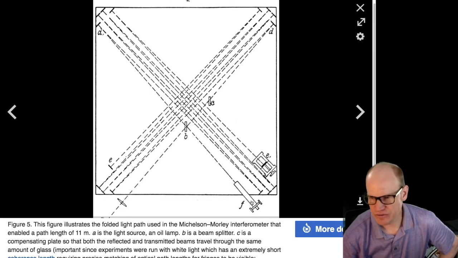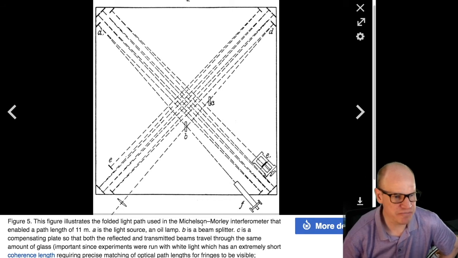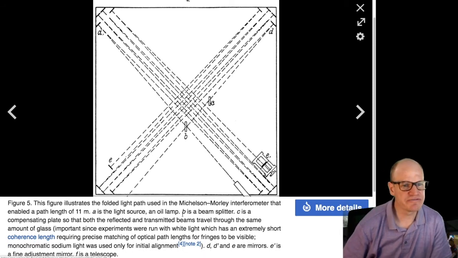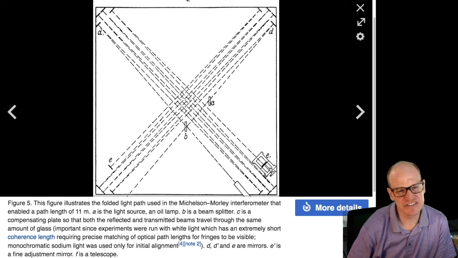To their detector right here. So F must be the detector. F is a telescope right there. E is a fine adjustment mirror. Okay, so this is a fine adjustment mirror.